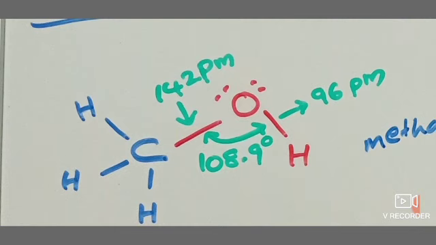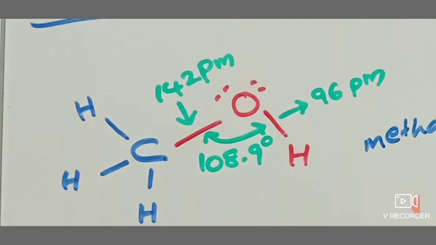Here in methanol, the bond between carbon and oxygen is sigma bond, because sp3 hybridized orbital of carbon is bonding with sp3 hybridized orbital of oxygen atom. So the bond is sigma bond, and the angle between COH is 108.9 degree, that is quite less than the tetrahedral bond angle 109 degree 28 minutes.